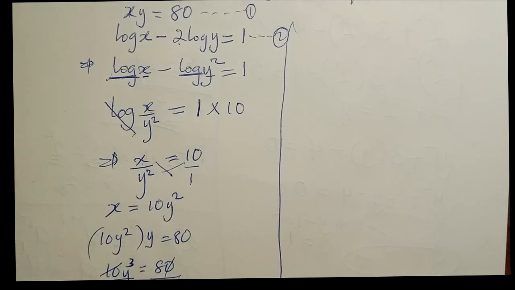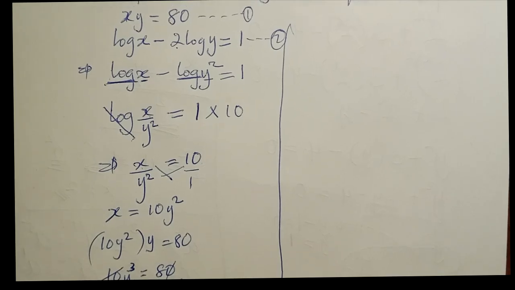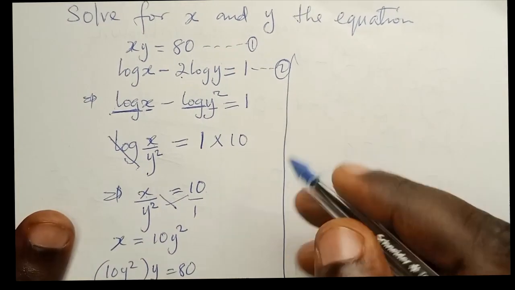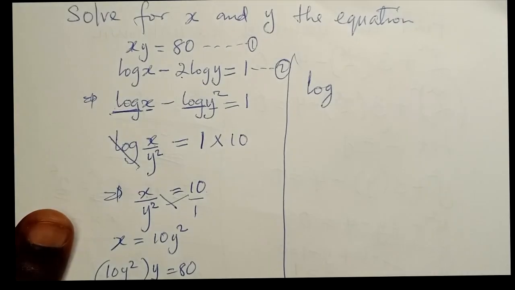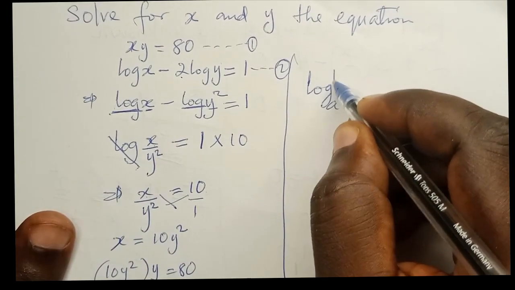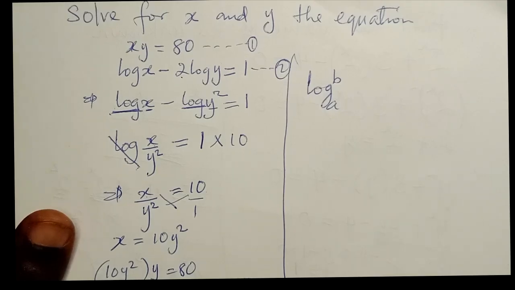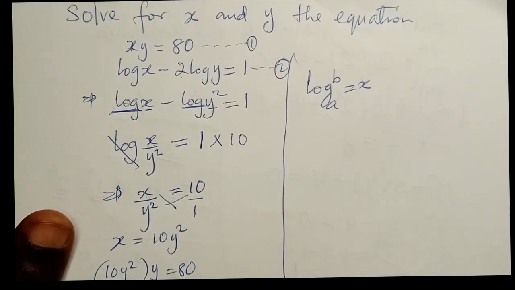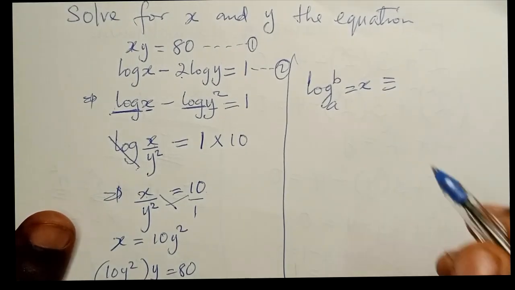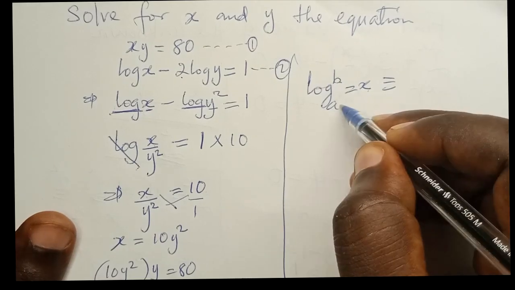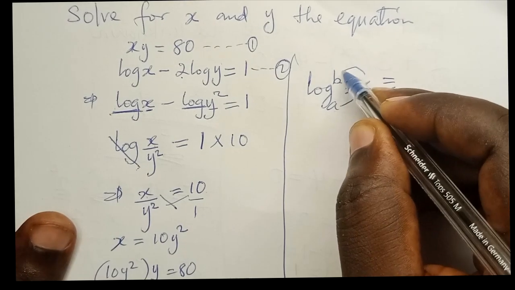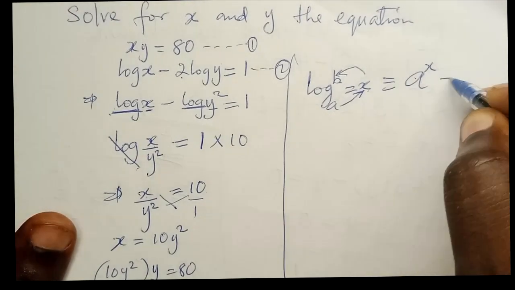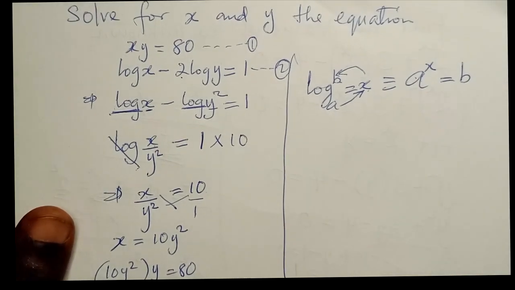So looking at some of the laws of log, I want to state some of these laws. First law is stated that if log base a of b is equal to x, then it is the same as a to the power x is equal to b. So this a will go here, raised to this power to give us this particular answer as b. That's one of the laws.